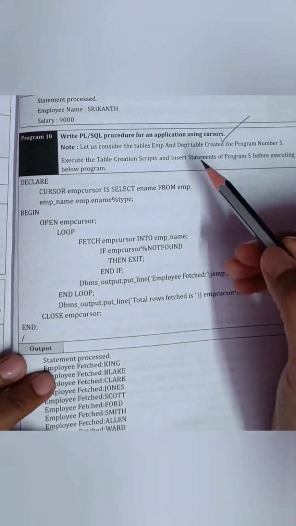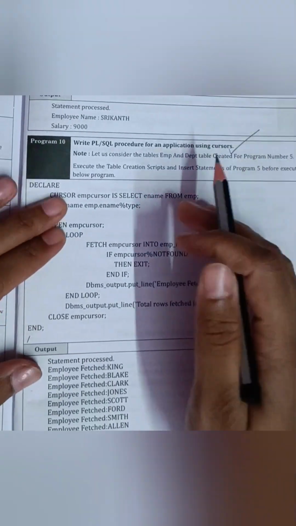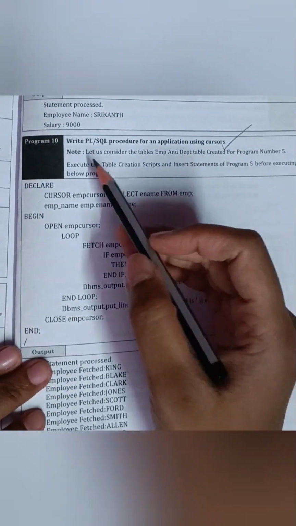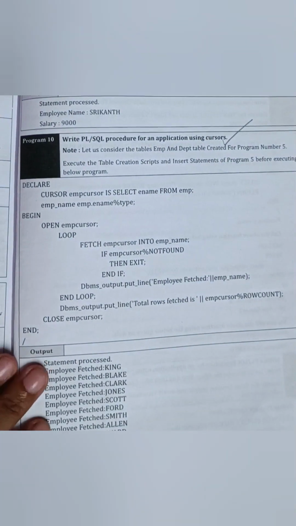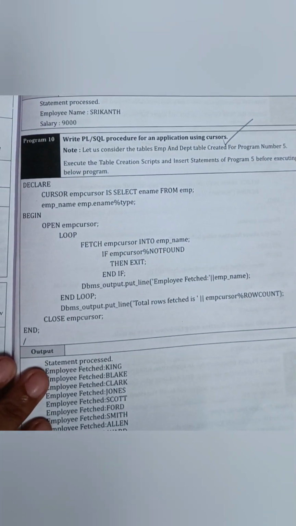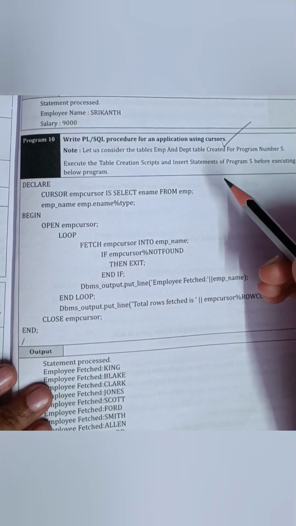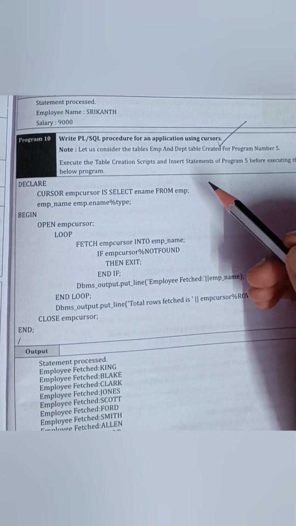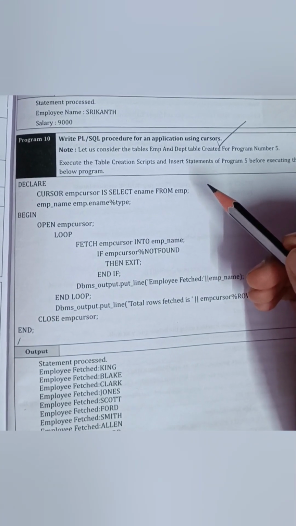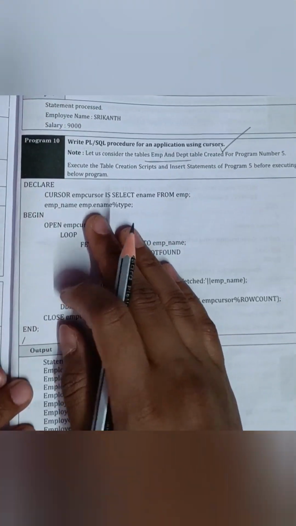Okay guys, so we'll see the next program, a very easy program. This program is about cursors. Write a PL/SQL procedure for an application using cursors. For this you have to create two tables, an employee table and a department table. You already know the tables, so I'll not be showing or explaining them, because you already know how to create and insert values for the EMP table and department table. So I'll directly go with this.